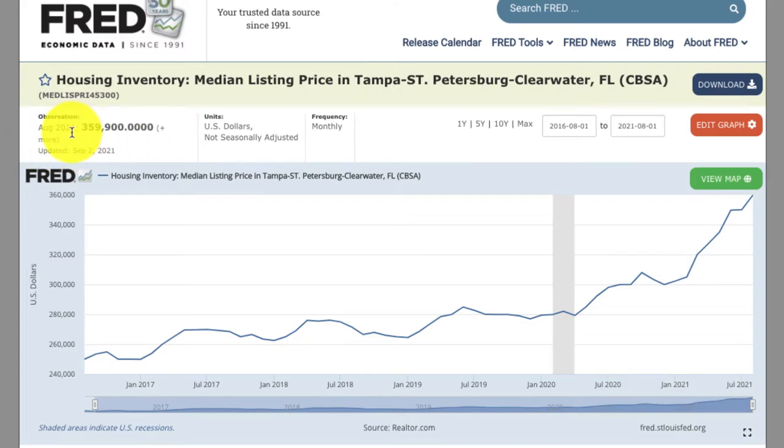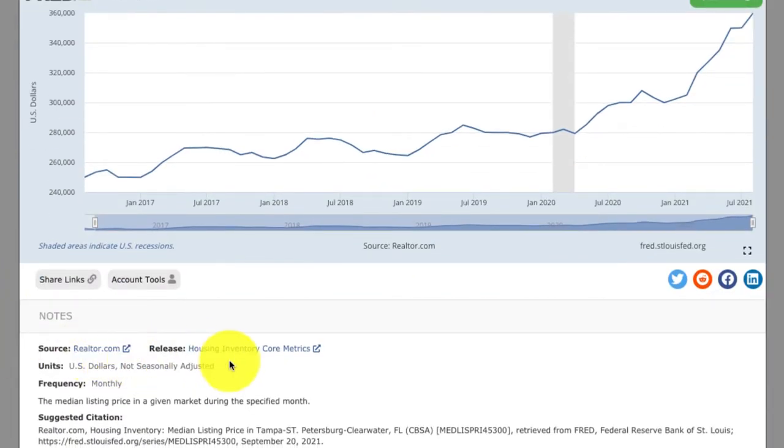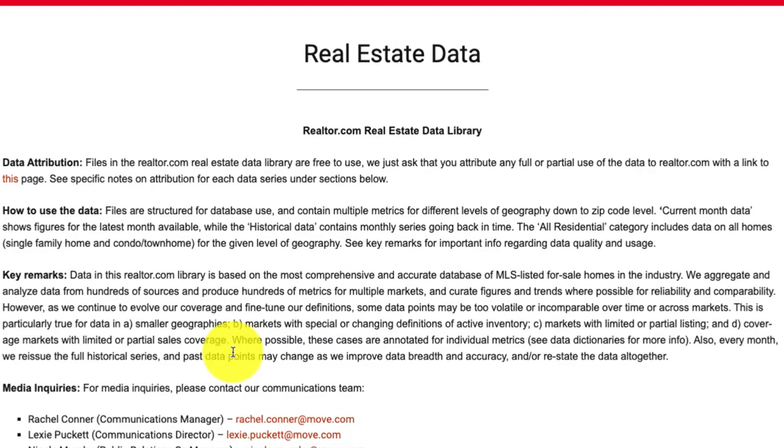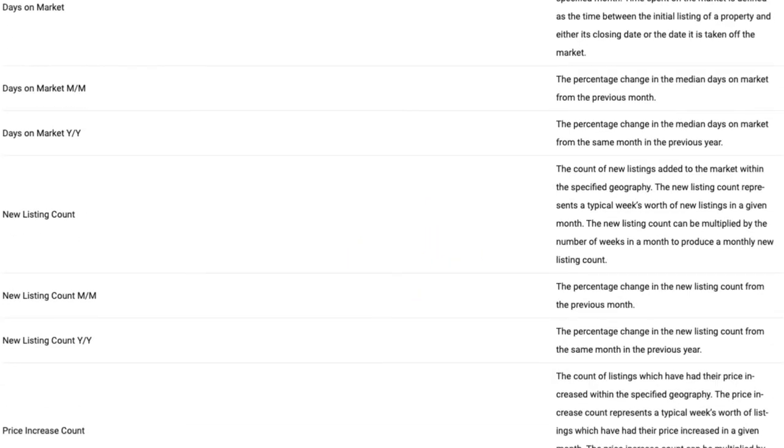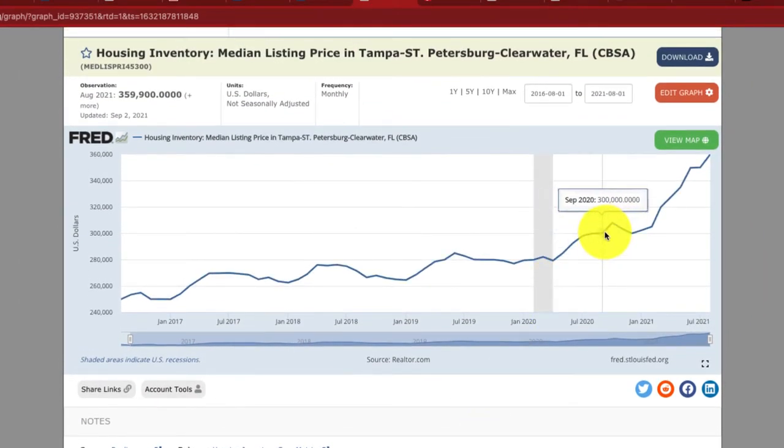We see for August 2021, it's 359,900. It's going to be updated every month. We see it's coming from Realtor.com from their housing inventory core metrics, which if we want to dive into what that is, we could see the detail as well as the data dictionary. Now, what I could do, I see that there's been a huge uptick. So when I first arrived into the Tampa area back in July 2020, the median was about 298, and now that's climbed to 360, so 60,000. But is this normal or is it not normal?